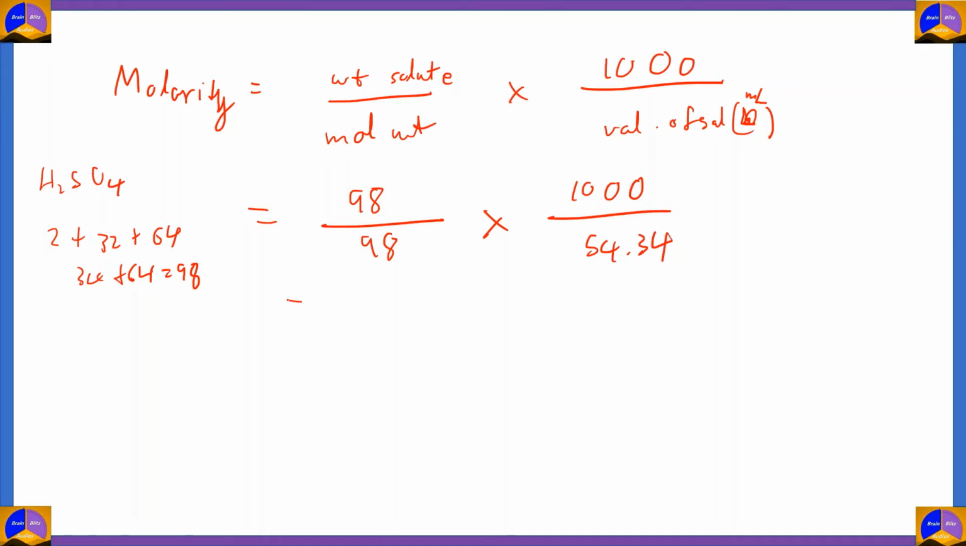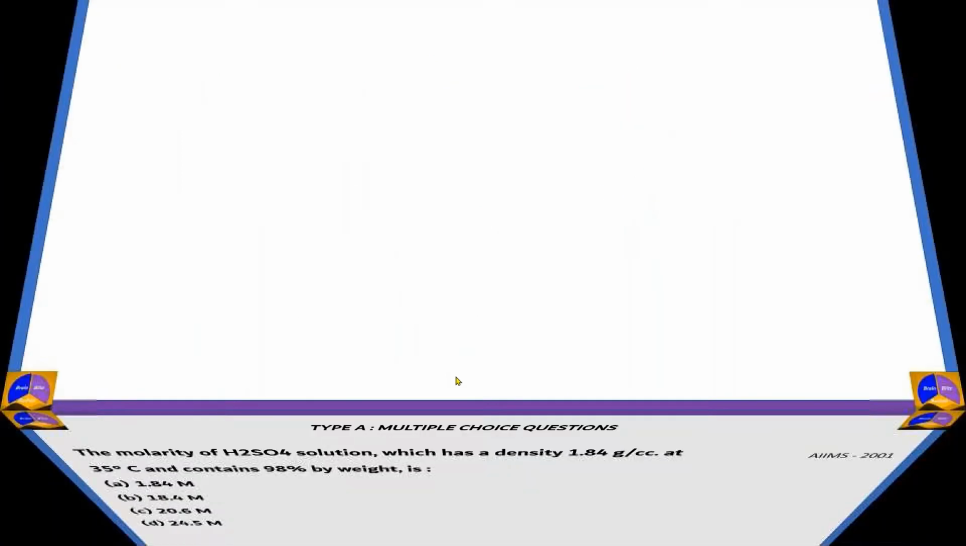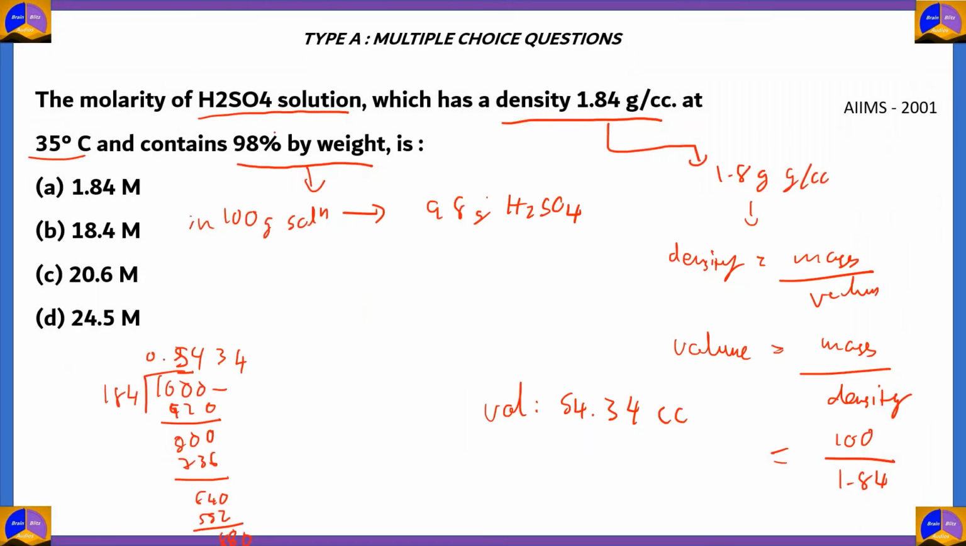98 by 98 is 1. So we get 1000 divided by 54.34 molar, and on calculation, you'll get the value 18.4 molar. So 18.4 molar is the molarity of the H2SO4 solution. That is option B. So the right answer is option B, 18.4 molar.